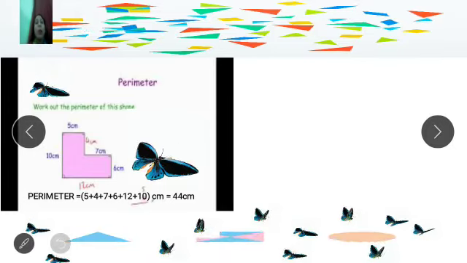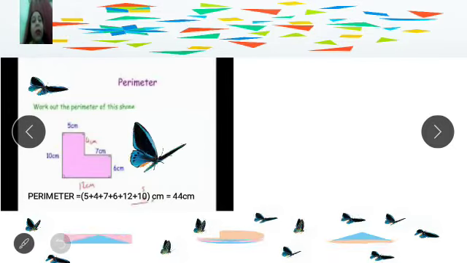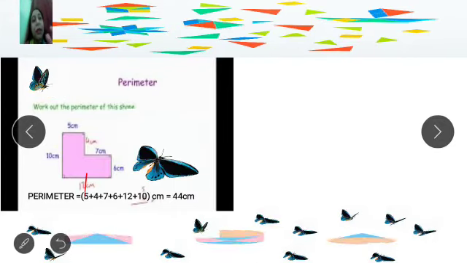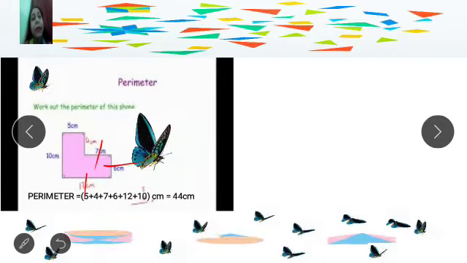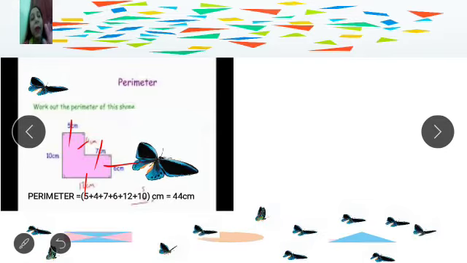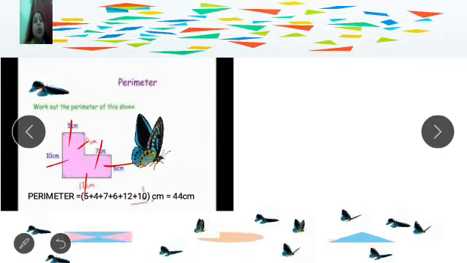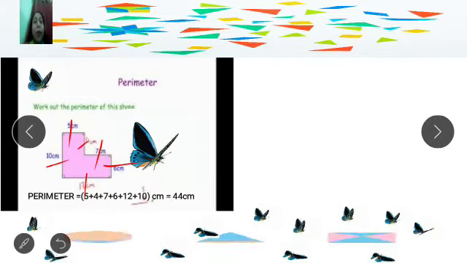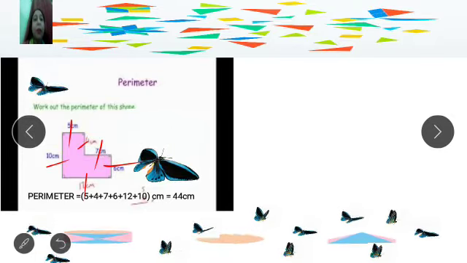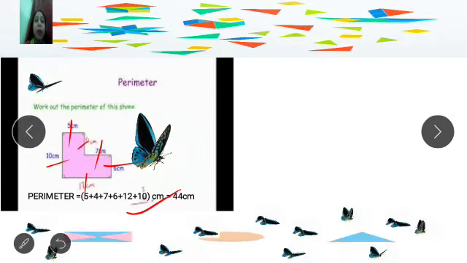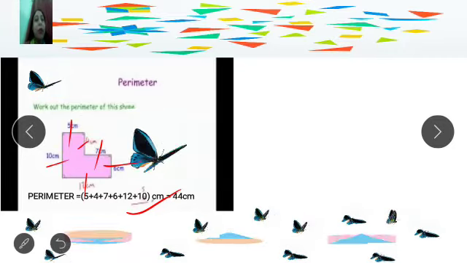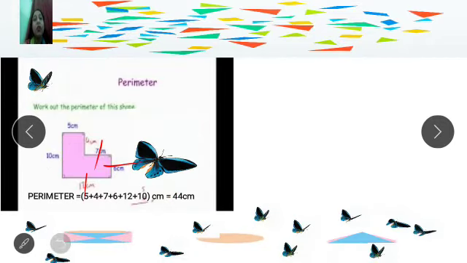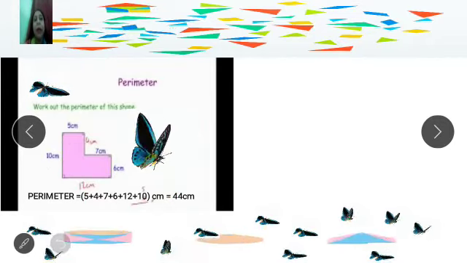So perimeter of an irregular shape. Here this is an irregular shape. You just see we have to calculate the perimeter of this figure. So this is 12 cm, this side is 12 cm, this is 6 cm, this is 7 cm, this is 4 cm, this is 5 cm and this is 10 cm. So you just add those sides. I have added over there 5 plus 4 plus 7 plus 6 plus 12 plus 10, whole cm is equal to 44 cm. This is very easy. If irregular shapes are there, you just add all those sides.